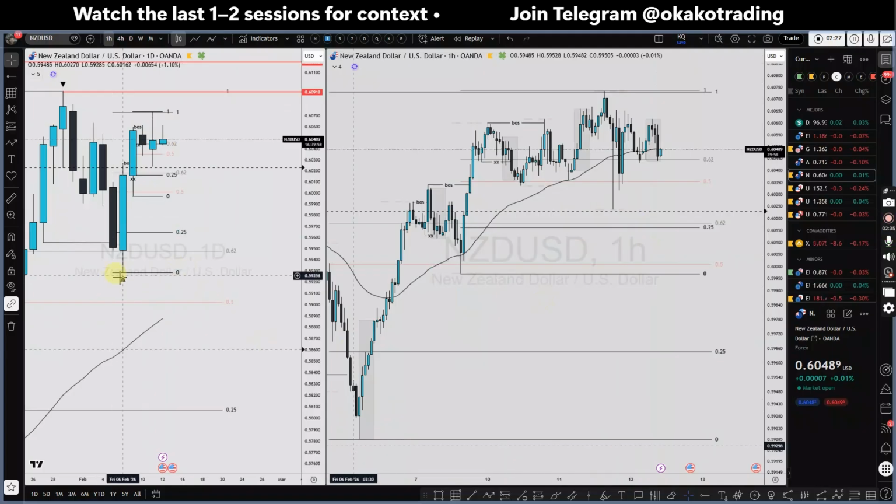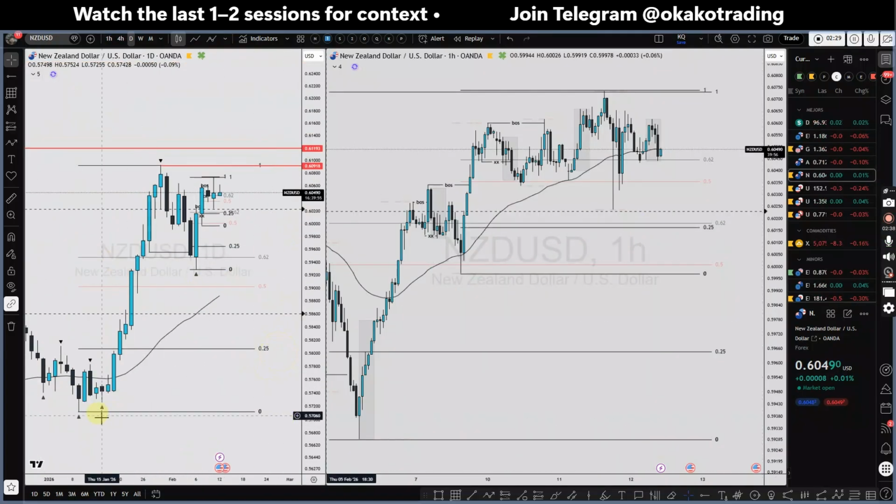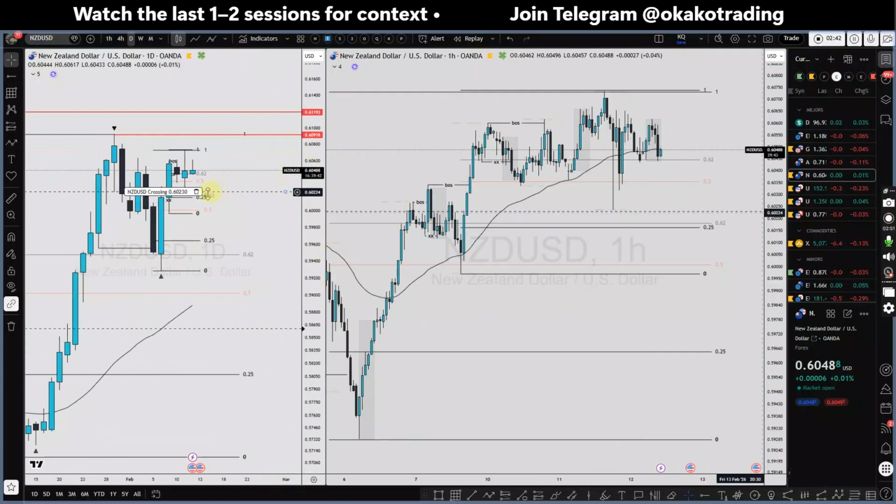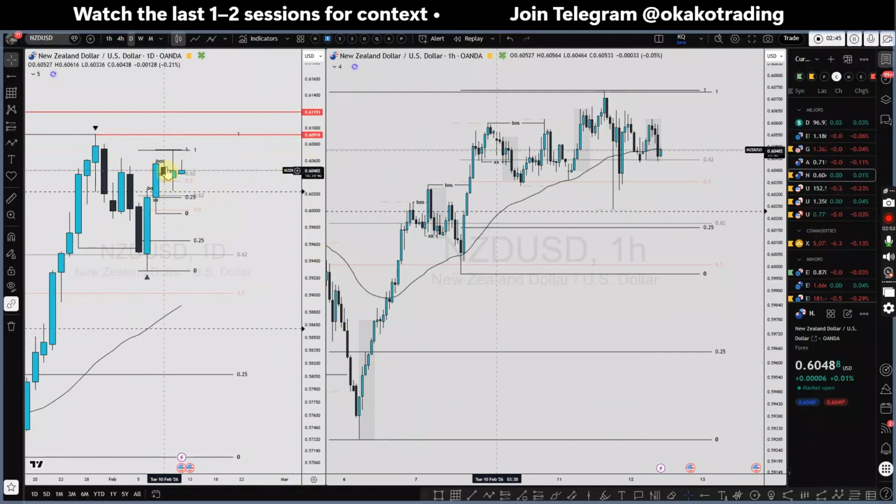NZD USD. In daily time frame, this is the last impulsive move, and we dropped all the way lower to 38.2, and right now we're bouncing from it. Look at this last daily candle. This looks pretty interesting to me. Price actually managed to clear both sides of the day before it. It's highly possible that we're gonna get into a bullish trend right now.